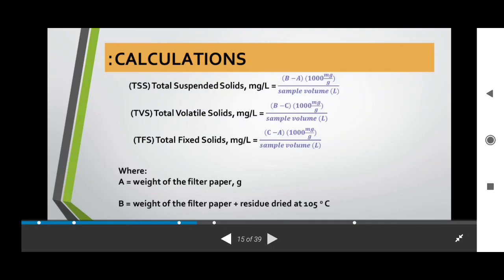Then (B minus C) into 1000 upon sample volume will give the total volatile solid. That is, the total suspended solid is put in a crucible, the crucible is weighed, and the amount which has been burnt is the total volatile solid, and whatever is left behind is the total fixed solid. So now you understand the different types of solids present in water and wastewater.